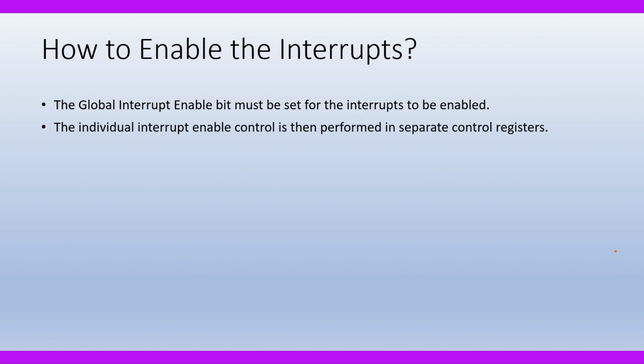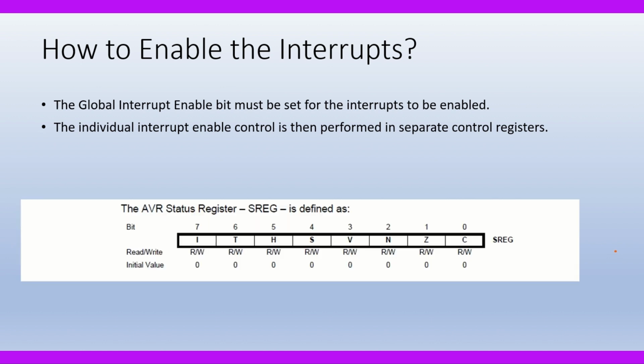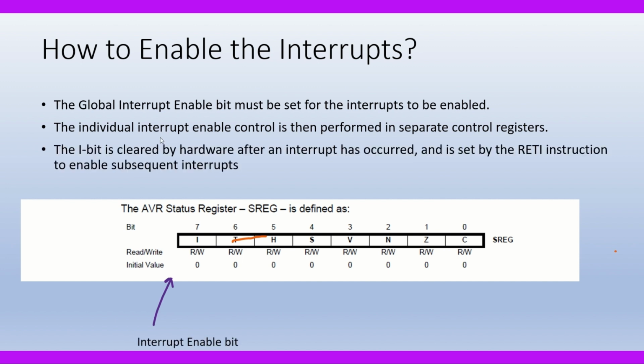To enable interrupts at the global level, we have to set bit number 7 of the SREG register. This is done using the SEI instruction. The I bit, or bit number 7 of the SREG register, is cleared by the hardware after an interrupt has occurred, and it is set by the RETI instruction to enable subsequent interrupts.